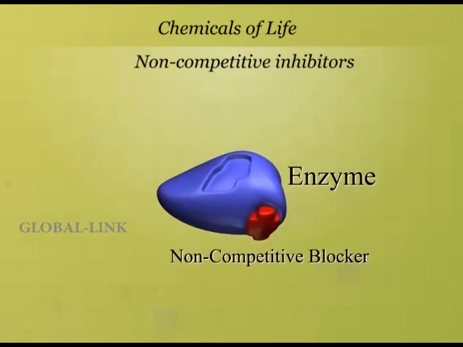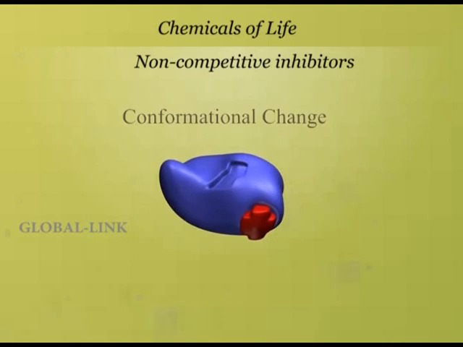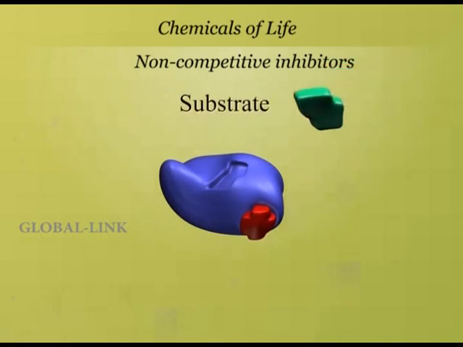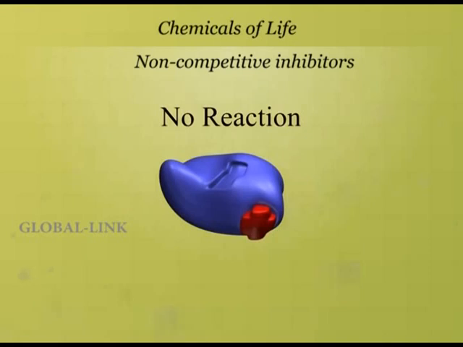Non-competitive enzyme inhibition involves the binding of a blocker on the enzyme but away from the active site. This binding, however, causes a conformational change in the enzyme, altering the shape of the active site, which prevents the substrate from binding, and so no reaction will occur.